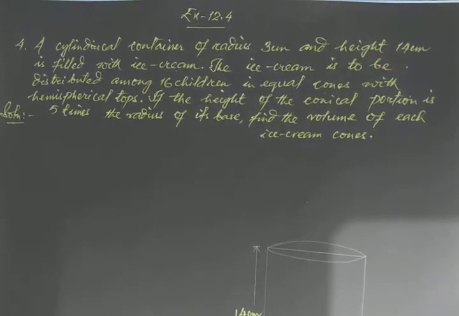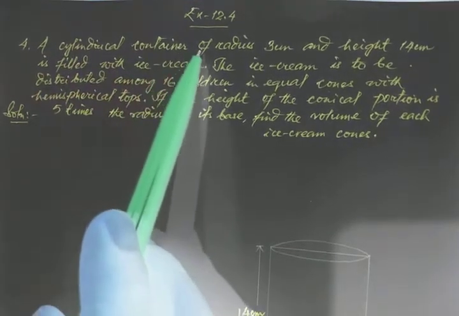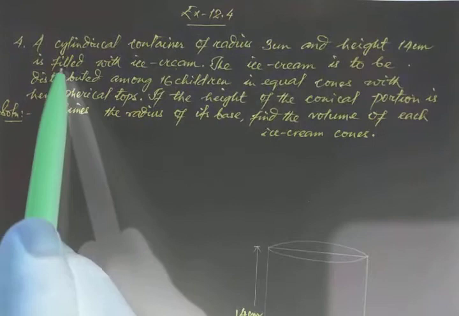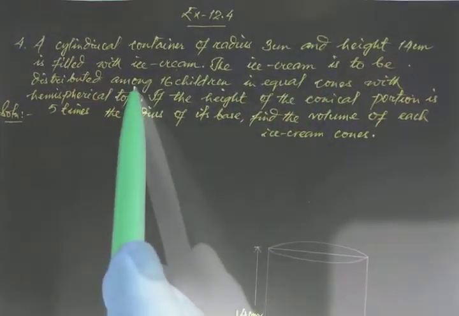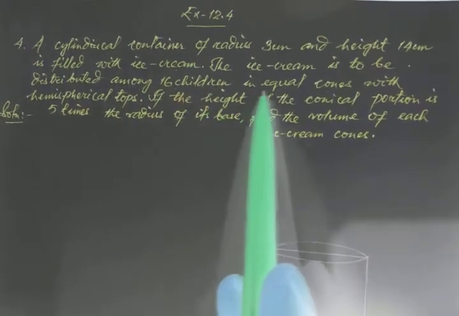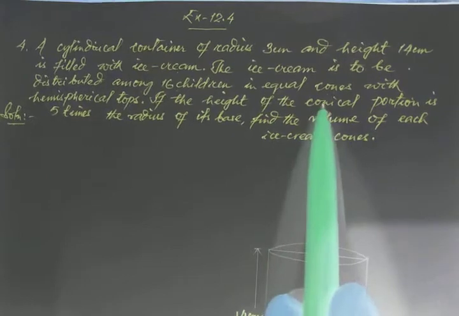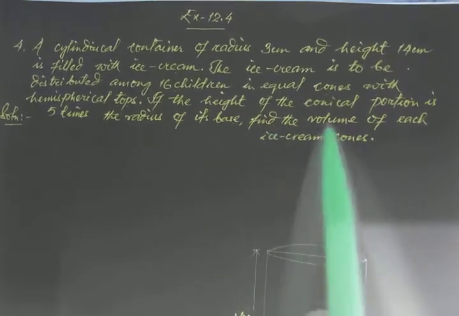Exercise 12.4, question number 4. A cylindrical container of radius 3 cm and height 14 cm is filled with ice cream. The ice cream is to be distributed among 16 children in equal cones with hemispherical tops. If the height of the conical portion is 5 times the radius of its base, find the volume of the ice cream cones.